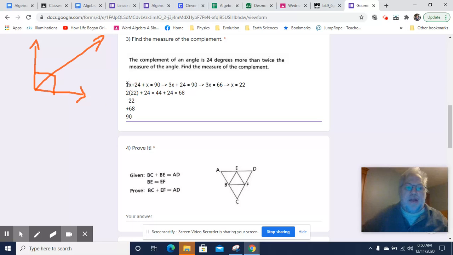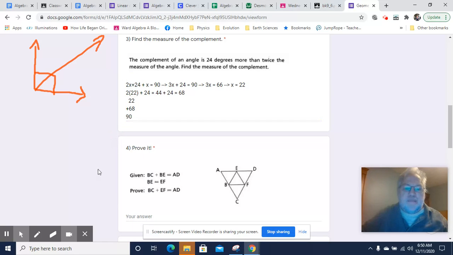The bottom line is we were given this information that said we have a complement. Okay, there's a complement. We're going to call that x. And the complement of x is 24 more, so that's the plus 24, than twice the measure of x. Okay, measure of our angle.